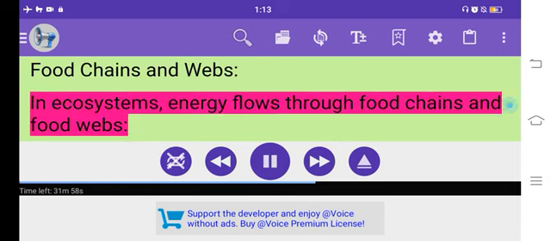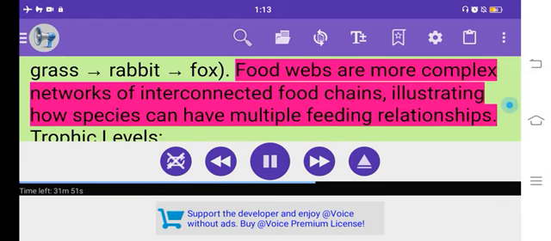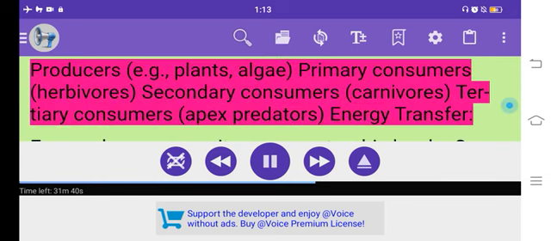Food chains and webs. In ecosystems, energy flows through food chains and food webs. Food chains are linear sequences in which organisms are connected through feeding relationships, e.g., grass → rabbit → fox. Food webs are more complex networks of interconnected food chains, illustrating how species can have multiple feeding relationships. Trophic levels. Each organism in a food chain occupies a trophic level.